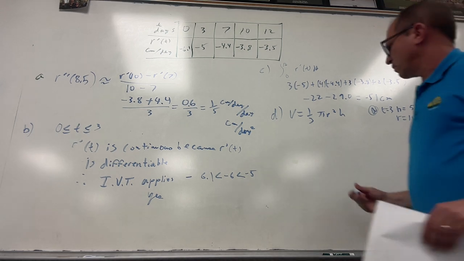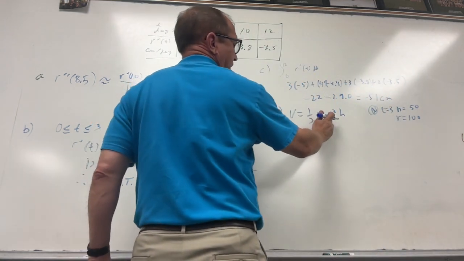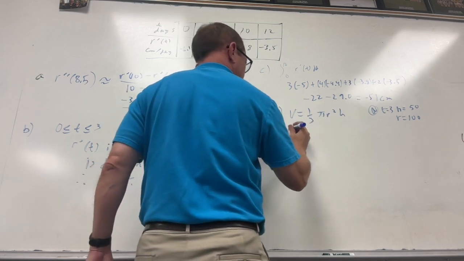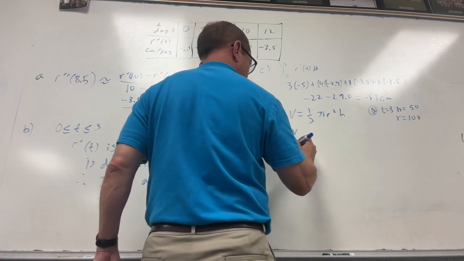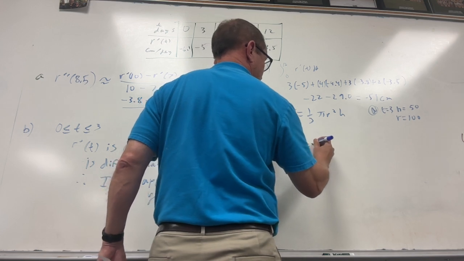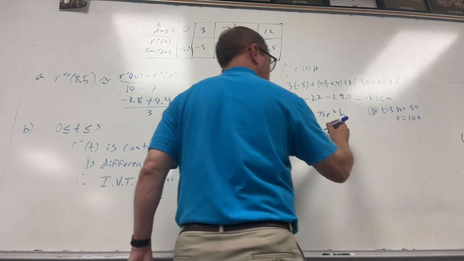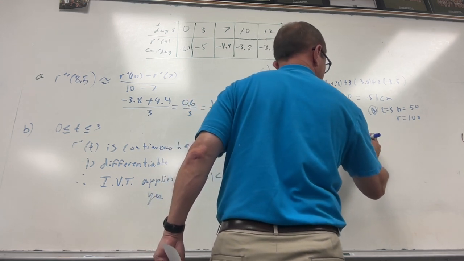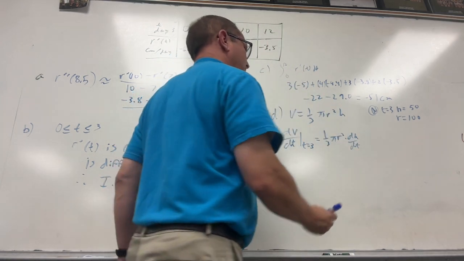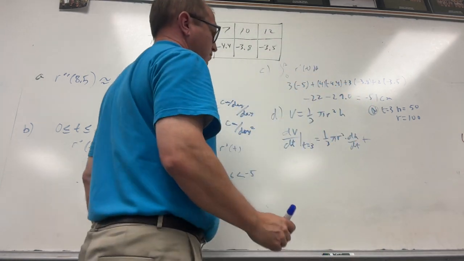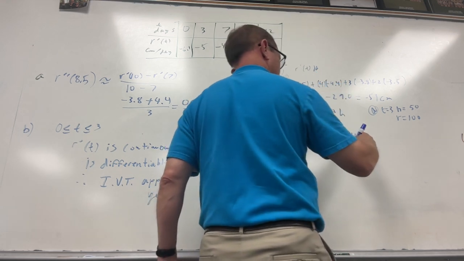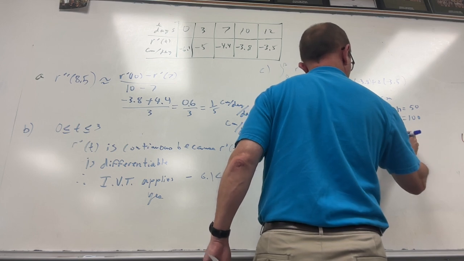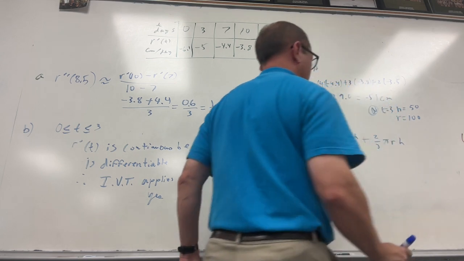So we have to take the derivative here, and because we can't substitute in, we're going to need to use the product rule. So the derivative of volume with respect to time at t equals 3 is 1/3 pi r squared times dh/dt, plus 1/3 pi times 2, so it'd be 2/3 pi r h dr/dt.